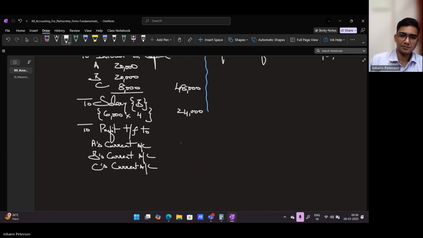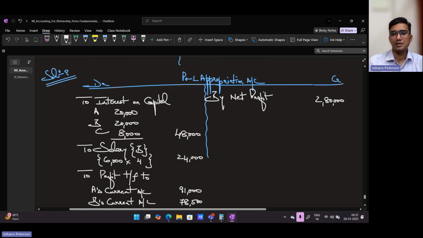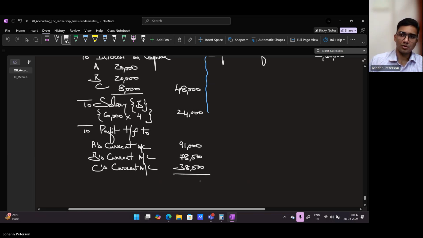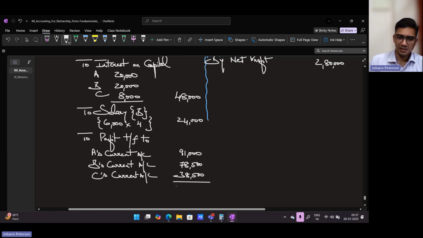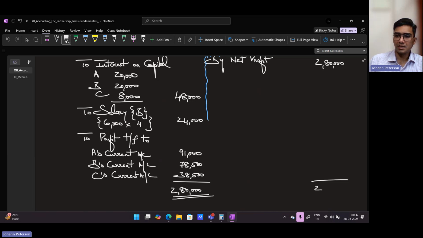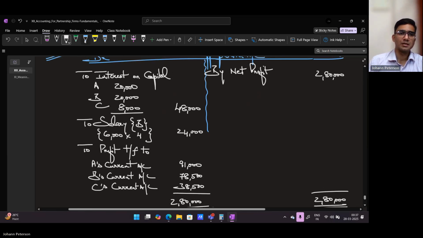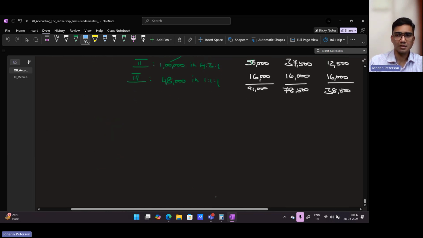So 91, 78,500 and 38,500. Okay, so this is your total, which is 2 lakh 80. And 2 lakh 80. Okay. Now the question also said give the journal entry for the apportionment of profit.